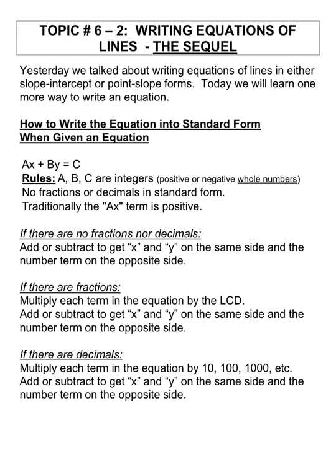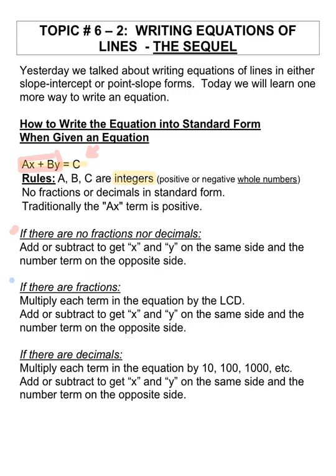First of all, standard form is written ax plus by equals c. So the rules are that a, b, and c are integers. That means no fractions, no decimals. Traditionally, the ax term is positive, so remember to keep your a positive. If you're given an equation where there are no fractions nor decimals, you'll add or subtract to get the x and y on the same side, as you can see, and the number term on the opposite side.